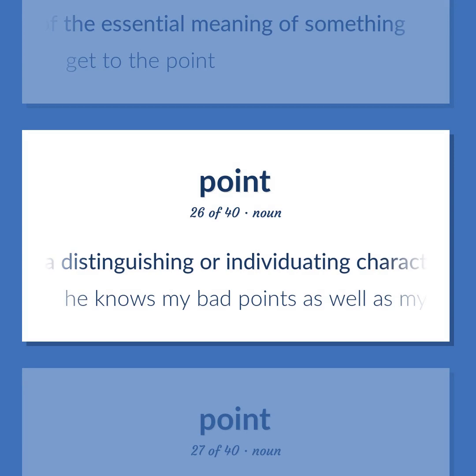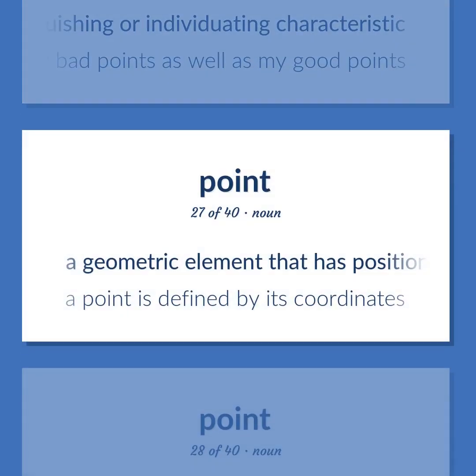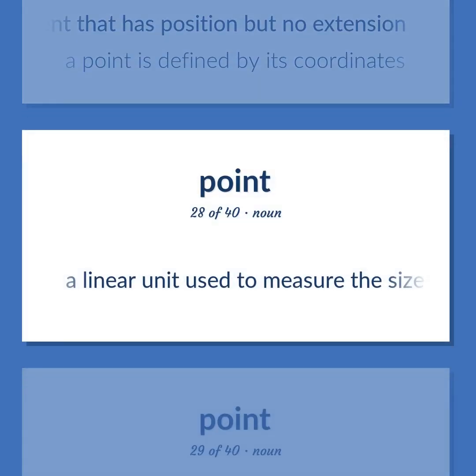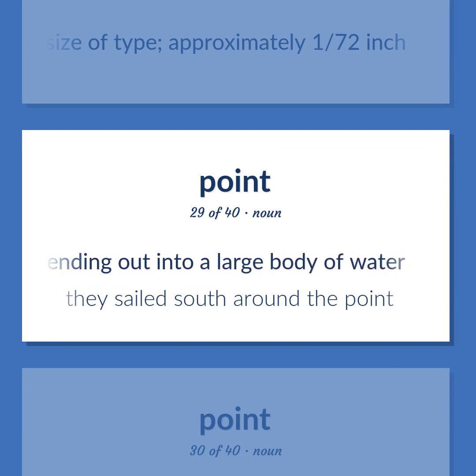A distinguishing or individuating characteristic. He knows my bad points as well as my good points. A geometric element that has position but no extension. A point is defined by its coordinates. A linear unit used to measure the size of type, approximately 1/72 inch. A promontory extending out into a large body of water. They sailed south around the point.